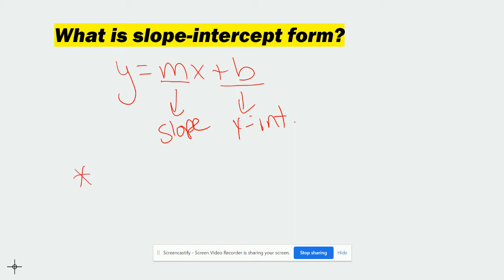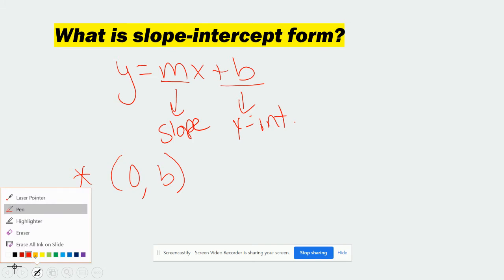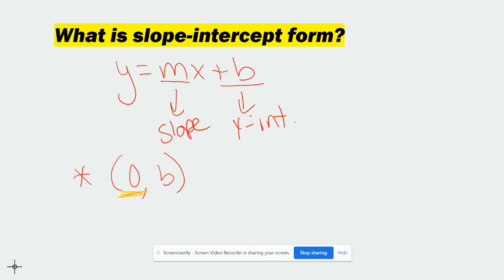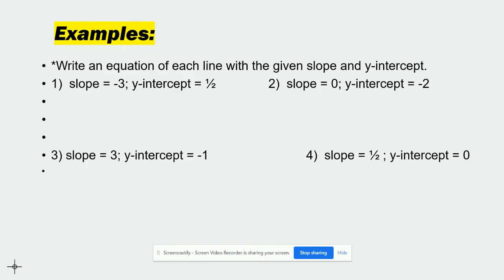Also, a reminder that if we are given an ordered pair as 0, something, key part to this is that the first one is 0, then this second value is always going to be our y-intercept. So let's try a couple. Remember, we're filling in m and b based on what we're given for slope-intercept form.